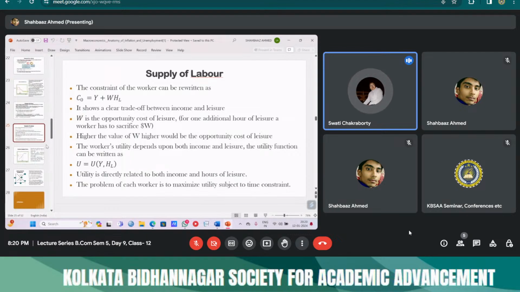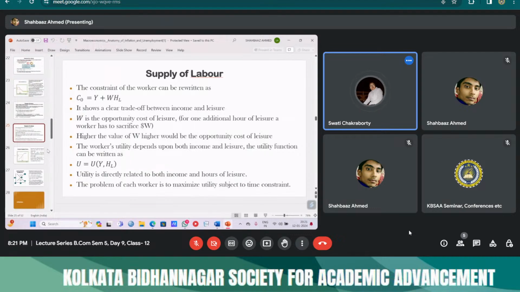If you take more hours for leisure, if you want to relax, you are losing an opportunity to earn more, right? So a worker's utility depends upon both income and leisure: the total amount of income and the leisure hours. So the utility function is a function of Y and HL, and it's directly related to both income and hours of leisure. More leisure means he's utilizing more time for leisure. And if income increases, he would devote more time to work.